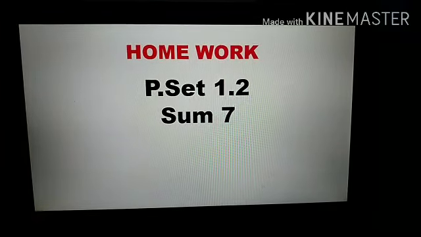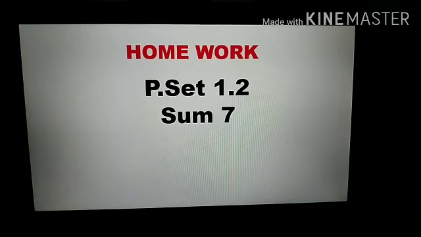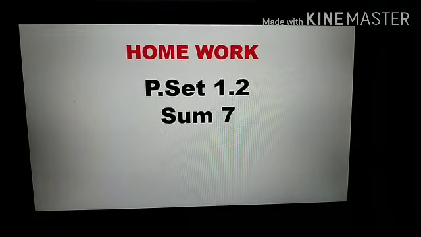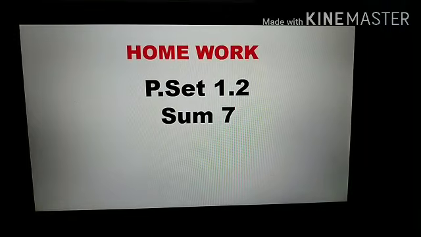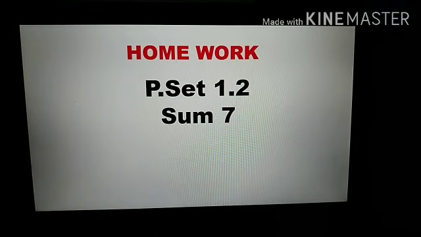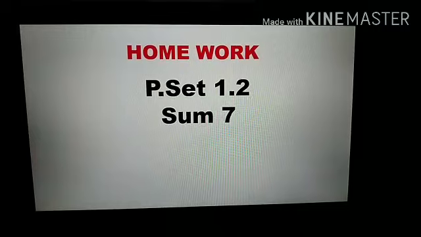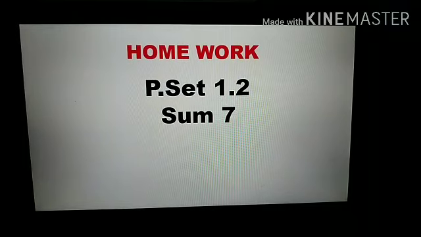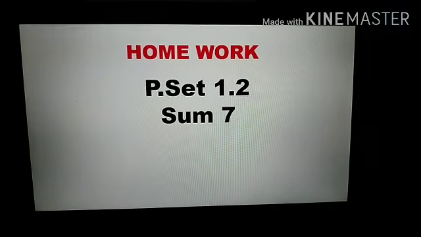Children, from our three previous sessions, we studied the property of angle bisector, the property of three parallel lines and their transversal, and the basic proportionality theorem and its converse. From tomorrow onwards, we are going to solve sums from practice set 1.2, where we are going to apply these properties which we have studied in our previous sessions.